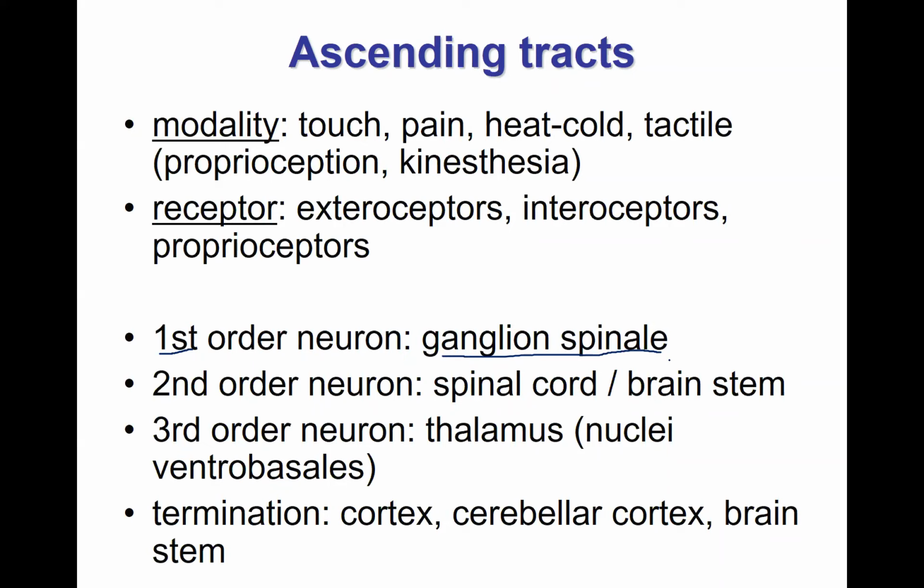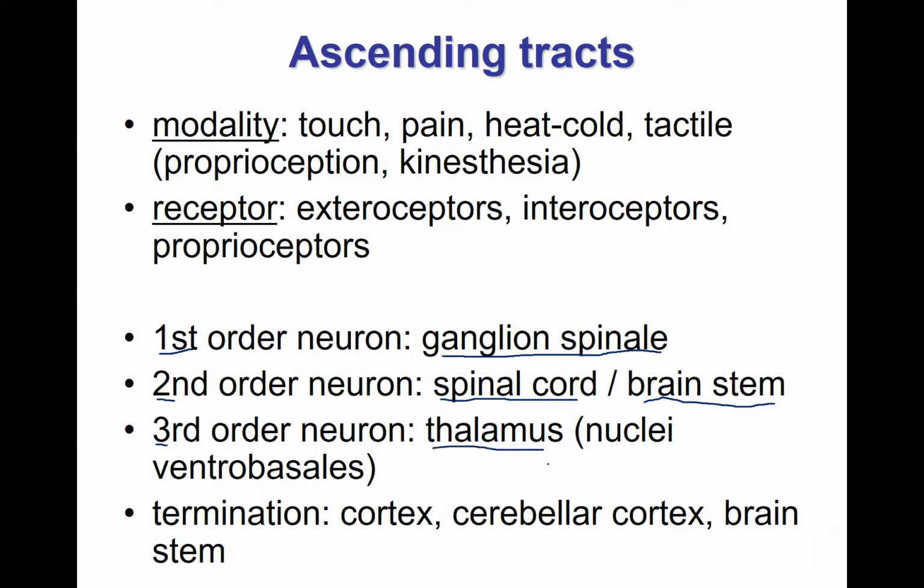Then the tract can either synapse in the spinal cord, or it can run up through the spinal cord to the brain stem, and it synapses there. So the second order neuron is either in the posterior horn of the spinal cord or in the brain stem, usually in the medulla oblongata, but it can be in other different parts of the brain stem. Then from here, another neuron, the third order neuron, runs into the thalamus.